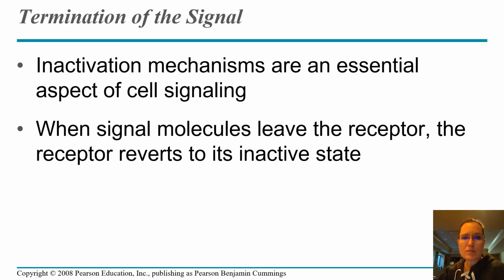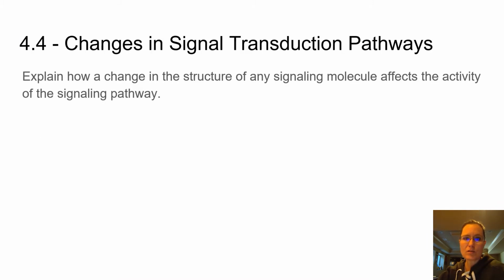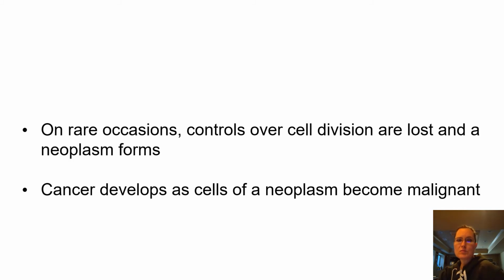And then sometimes we need to turn it off. What often happens is when we make enough, it gets turned off because the molecule pops off. So we'll go through these in the next little section. And then sometimes we have when the pathways don't work. And so then, this is just a little bit about cancer.